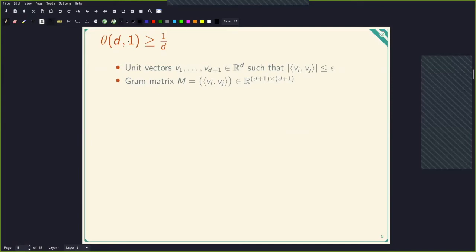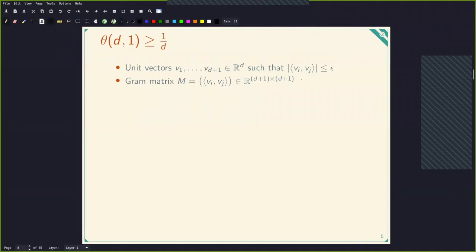Okay, so I want to give you a proof that theta d1 is at least 1 over d. There are tons of proofs of this. In fact, the Welch bound works to prove this. But I want to give you a proof that'll generalize. So let's start out with d plus 1 unit vectors in R^d, where all of their inner products are at most epsilon in absolute value. And we want to say that epsilon is at least 1 over d.